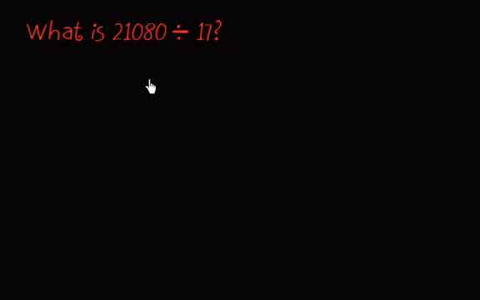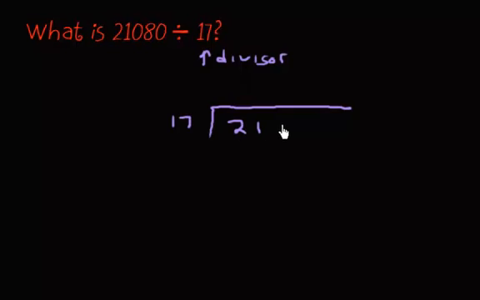Hello, in this example we are going to do long division of whole numbers, and so we have our problem up here, 21,080 divided by 17. Now remember that this number right here is called our divisor. When we start our division, the divisor is what goes on the outside, and then what we're dividing goes on the inside.